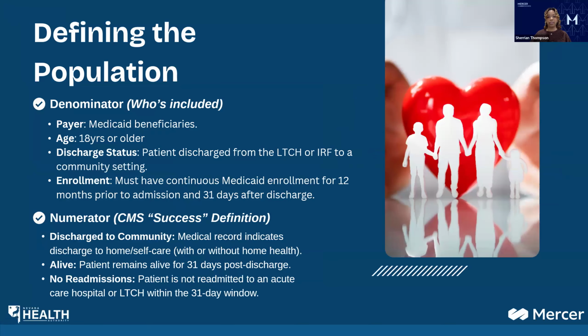So let's define your population. Who's in your denominator? So we're looking at Medicaid beneficiaries that are ages 18 years and older. Their discharge status should be patient discharged from the long-term care or rehab facility to a community setting, and they must have continuous Medicaid enrollment for 12 months prior to admission and 31 days after discharge.